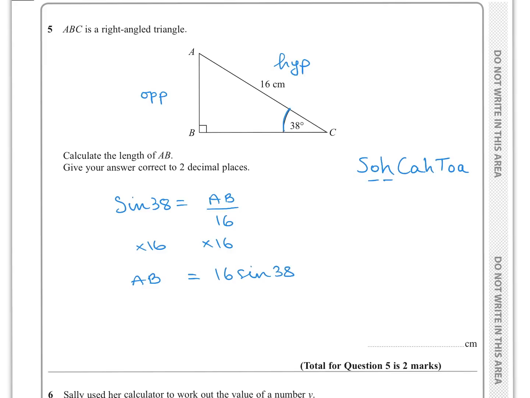Set your calculator into degrees, and so 16 sine 38. On the calculator, I would write down the whole display. And then round to 2 decimal places. 9.85 centimetres to 2 decimal places.